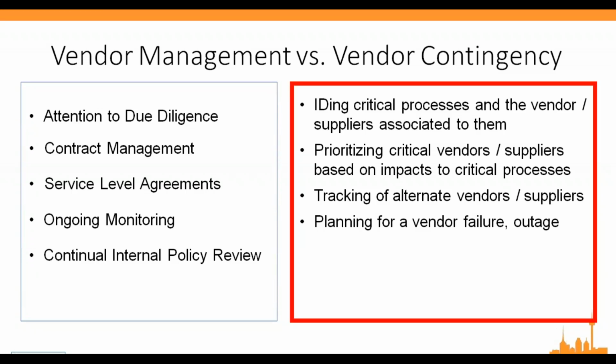Now, vendor contingency planning relies on identifying critical processes and the vendors that are associated to them, prioritizing your vendors based on the impacts to those critical processes, tracking of alternate vendors if those vendors are not available, as well as planning for some type of failure or your vendor outage. Now, for vendor contingency planning, you may do planning for some of these vendors. It does not have to include all of the vendors. And of course, it's based on the critical business functions that they are in support of.